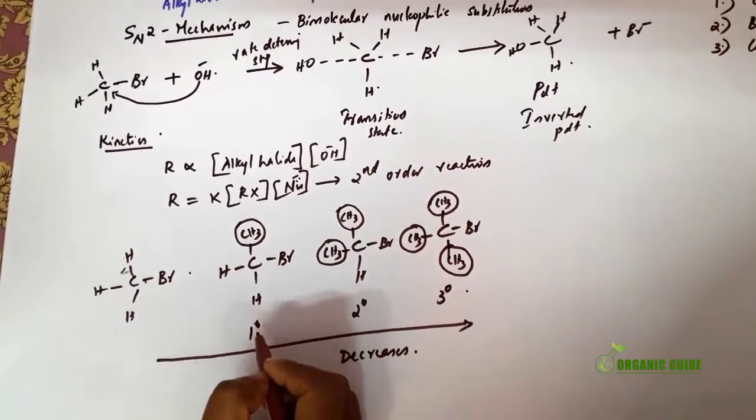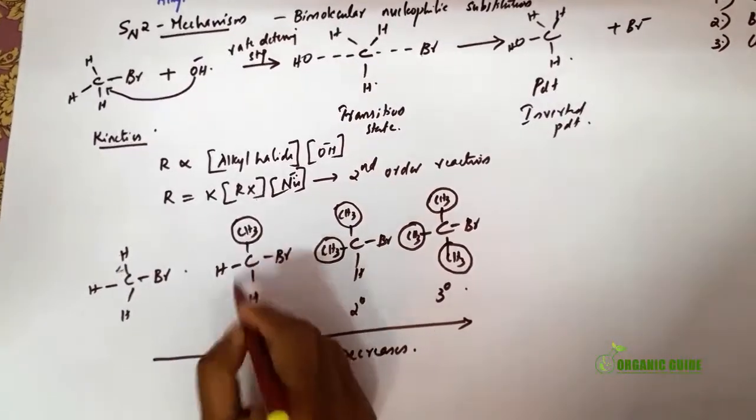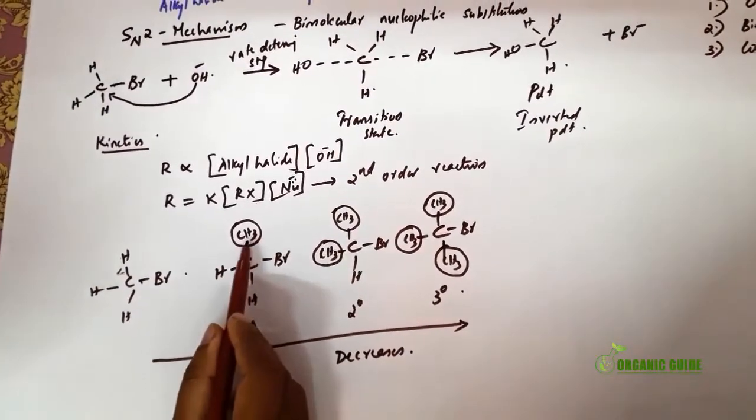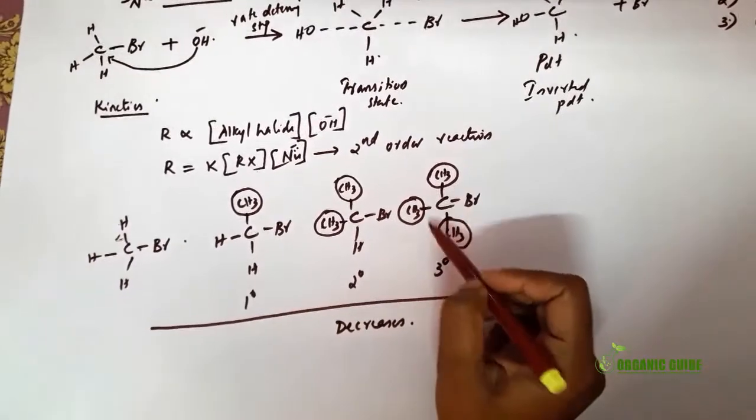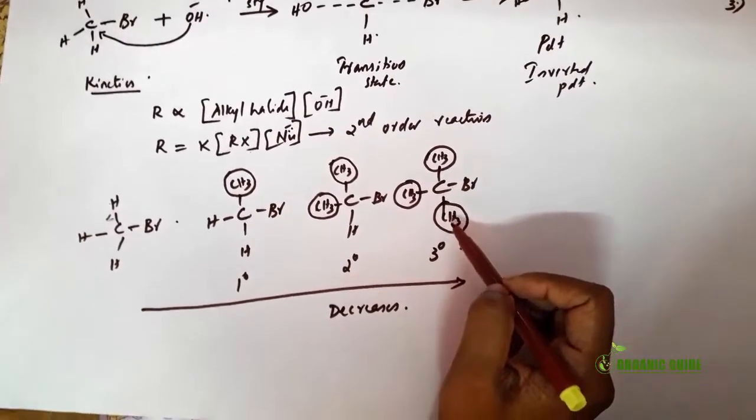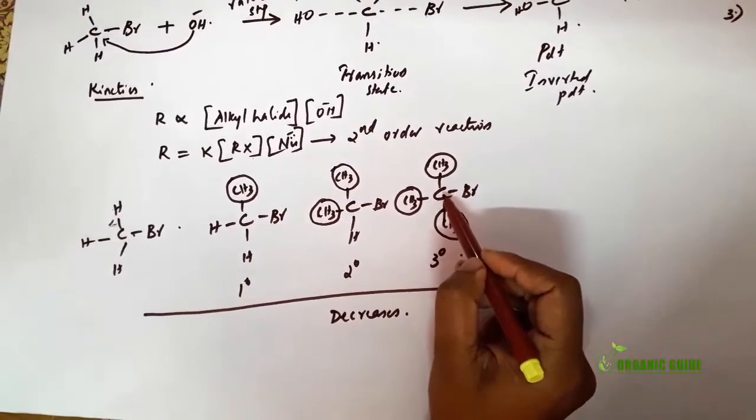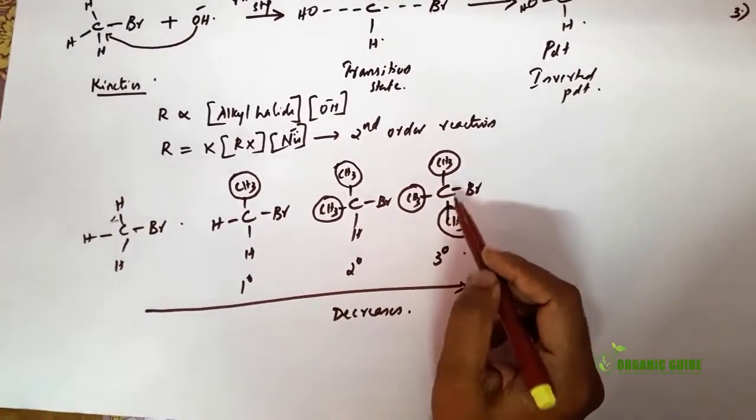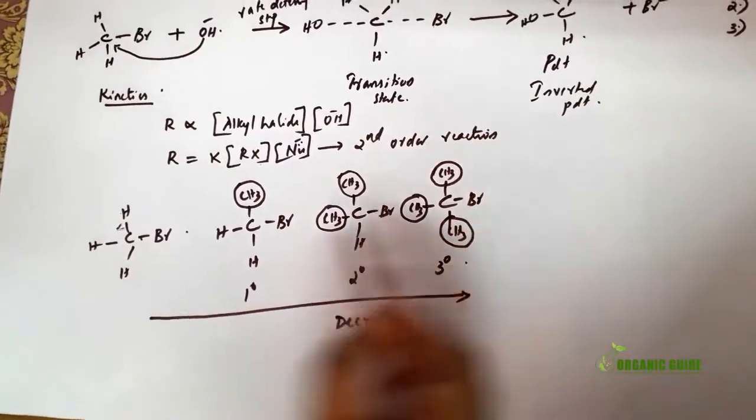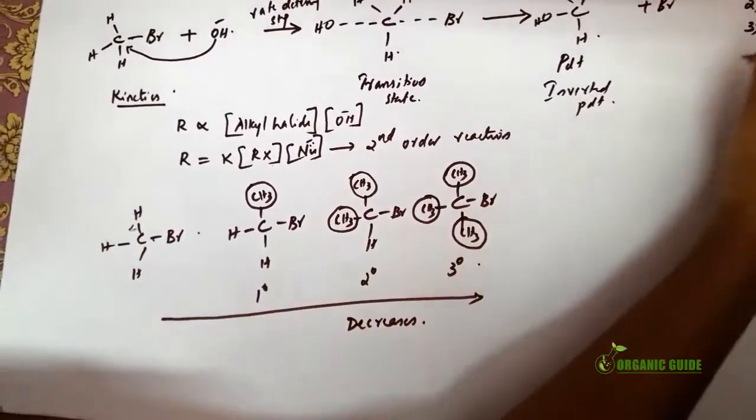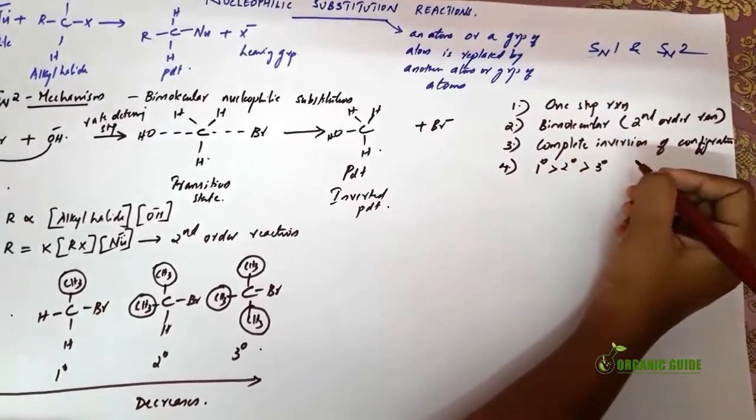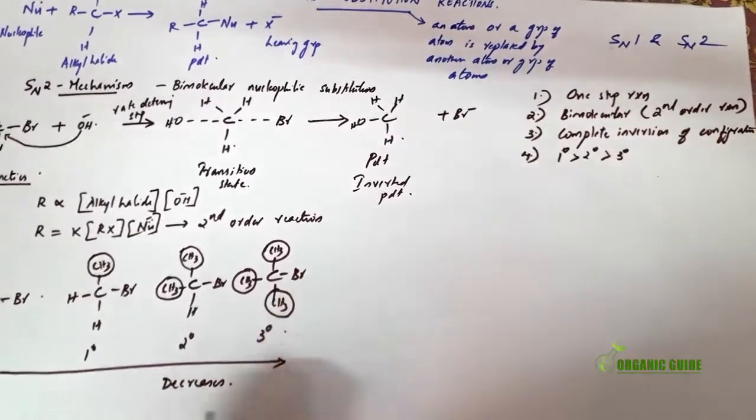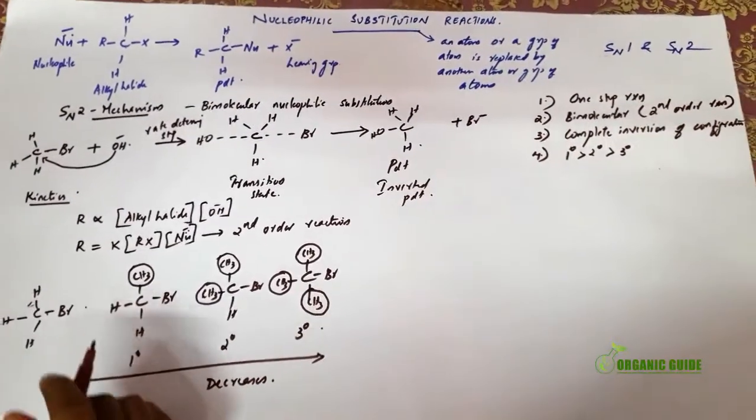As we compare this methyl halide with primary alkyl halide, the steric hindrance will be more in primary. Then it is much more in secondary alkyl halide, and it is most in the tertiary alkyl halide. So this carbon will be most crowded in the tertiary alkyl halide, so the reactivity order is in decreasing order. This is the fourth characteristic. It will be maximum for methyl, then primary, then secondary, then tertiary. So these are some of the features of the SN2 mechanism.